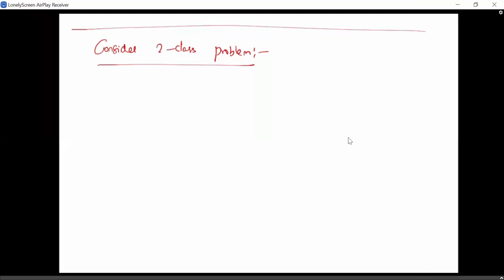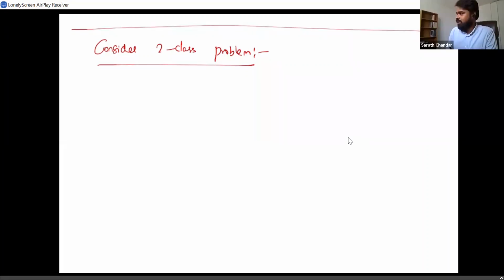Okay, so let's start with the 2-class problem. Now, the likelihood is given by, again, we are going to do the same maximum likelihood solution. So the likelihood is given by probability of D given what are the parameters that we have for the 2-class problem.